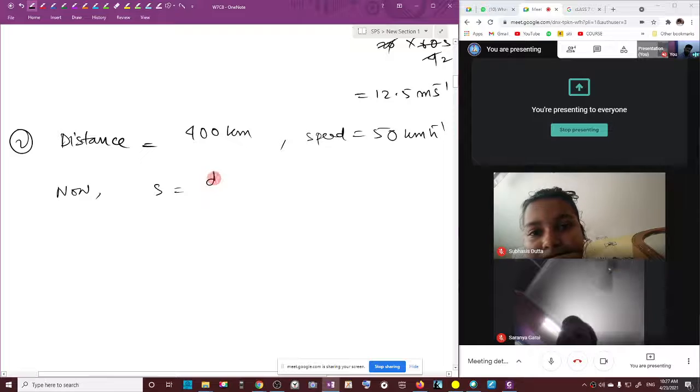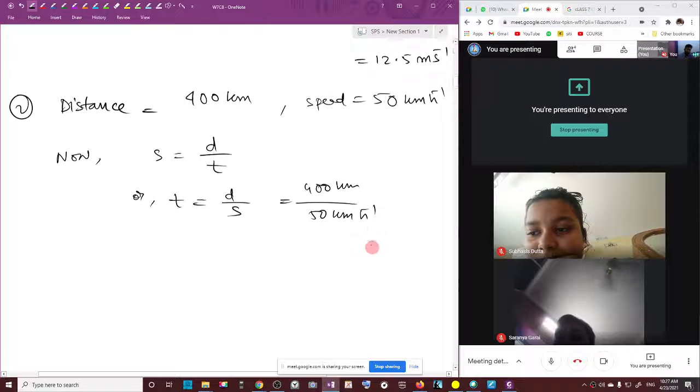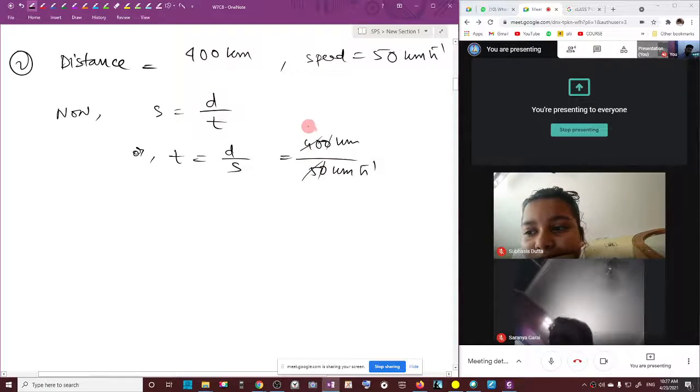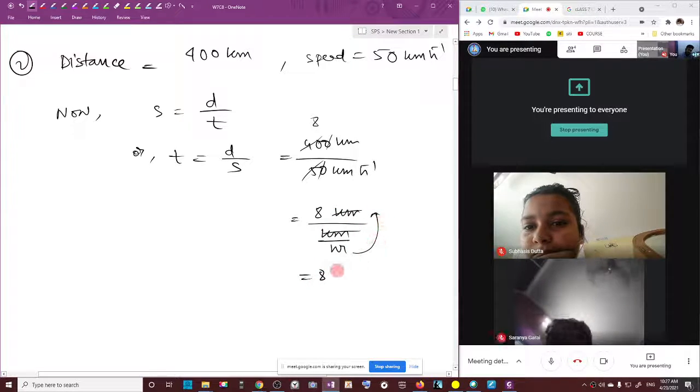We know speed equals distance by time, or time equals distance by speed. The distance is 400 kilometer, the speed is 50 kilometer per hour. So we can cut this, and this will be 8, so it will be 8 kilometer by kilometer per hour. Can we deduct both of the kilometers and write, by taking hour at top, 8 hour? Can we write this one?